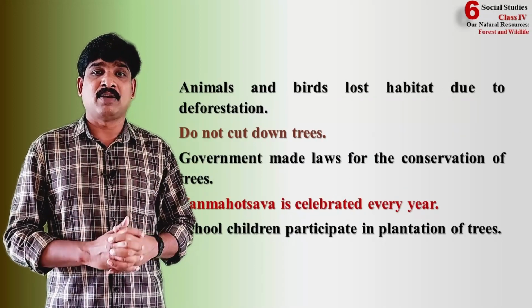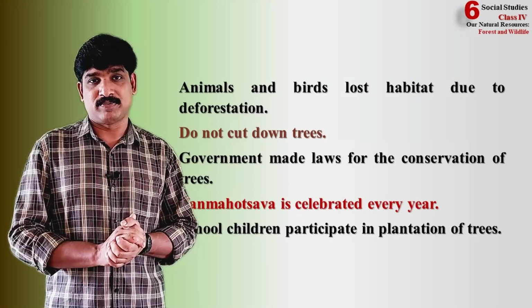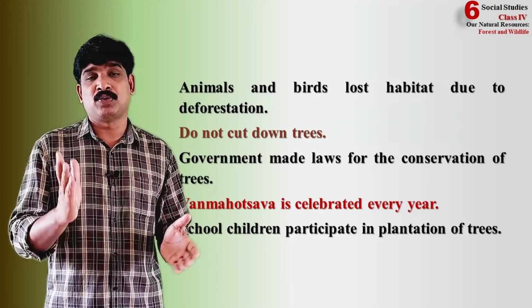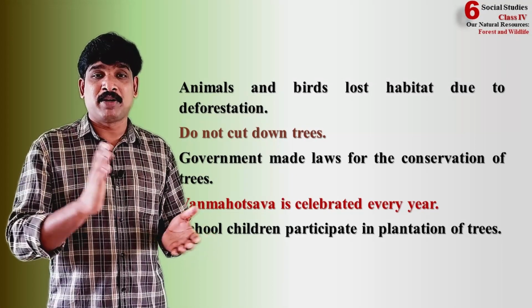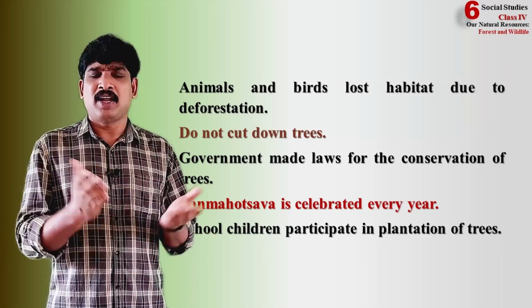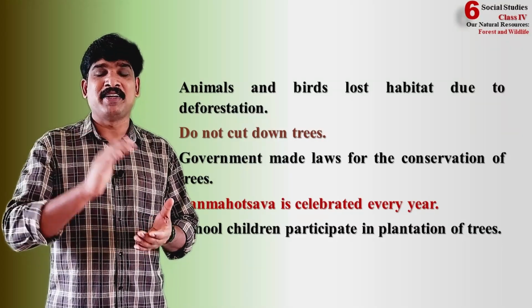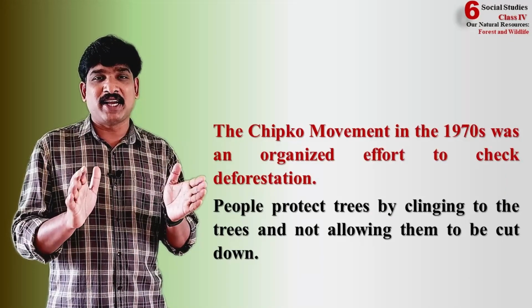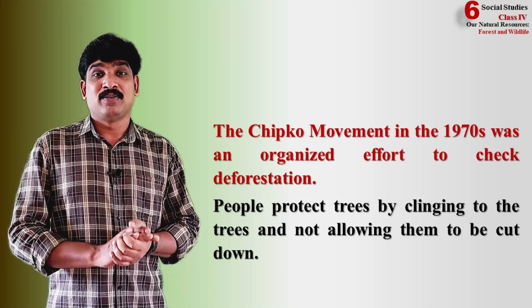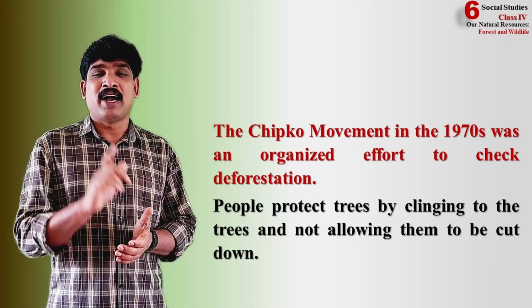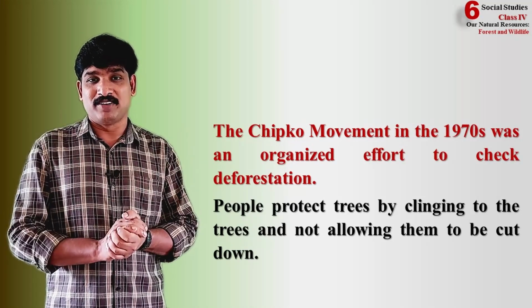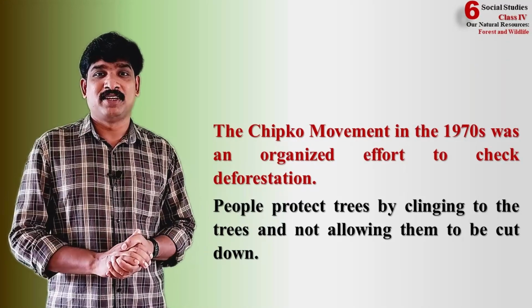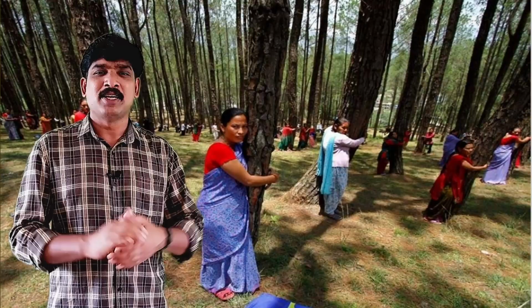Many animals and birds have lost their habitat due to deforestation. We should not cut down trees. Our government has made laws for the conservation of trees. Vana Mahotsava is celebrated every year to plant more trees, and a large number of school children participate in this. The Chipko movement in the 1970s was an organized effort to check deforestation. Find out more details about the Chipko movement and understand who is Sundarlal Bahuguna. Do you know how people protected trees in the Chipko movement? They hugged the trees and did not allow people to cut down trees by hugging the trees.